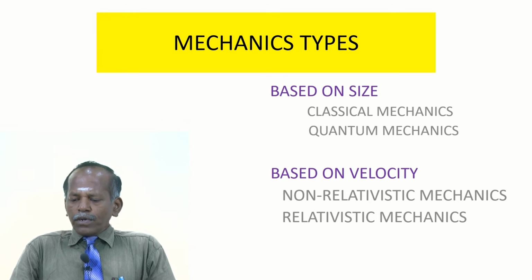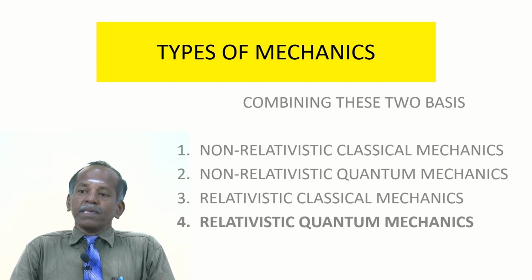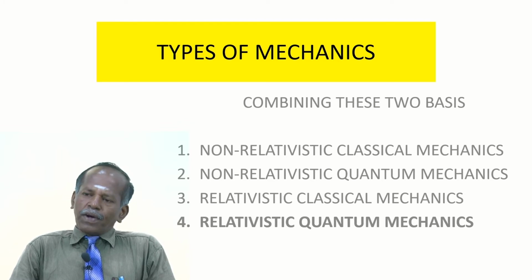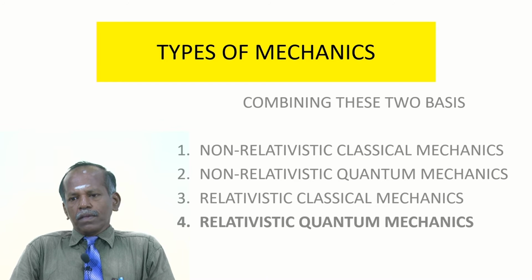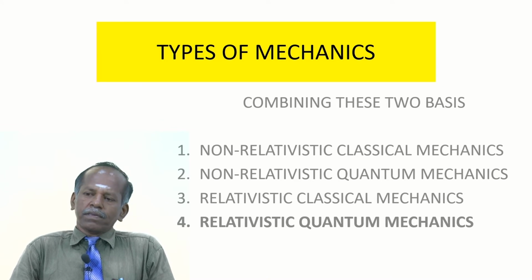Now I am going to combine these two bases, these two classifications. That is, there may be cases where slow moving particles may be smaller in size or slow moving particles may be bigger in size. Similarly, fast moving particles may be bigger in size, fast moving particles may be smaller in size. That is, I am combining the two bases, size and velocity.